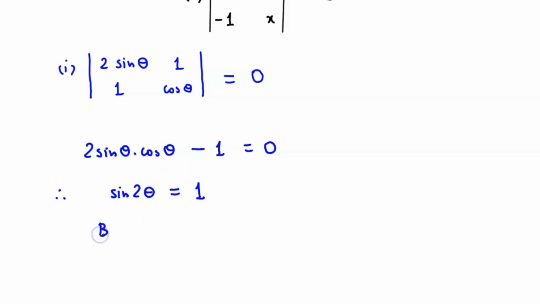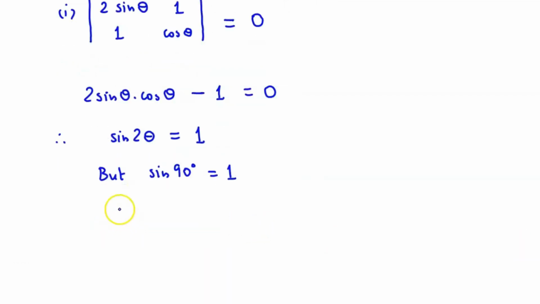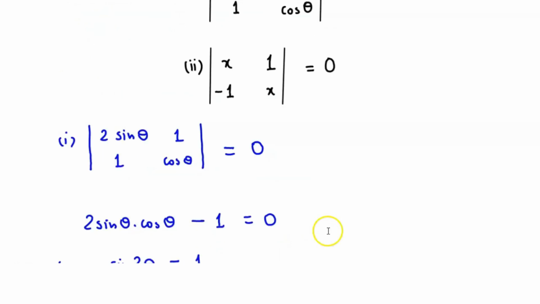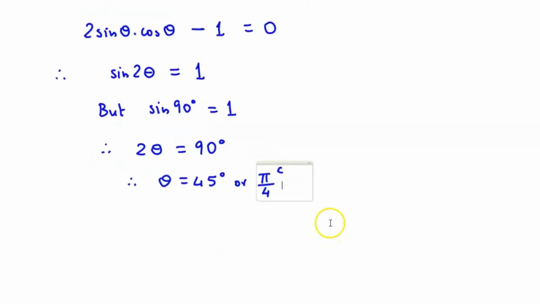But we know that sine of 90 degrees is 1, right? So therefore, if we compare these two, we could say 2 theta is equal to 90 degrees. So therefore, theta is equal to 45 degrees, or in radians we could say it is pi by 4 radians. Let's look at the second one.